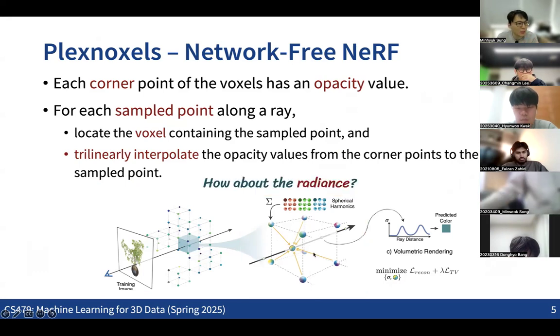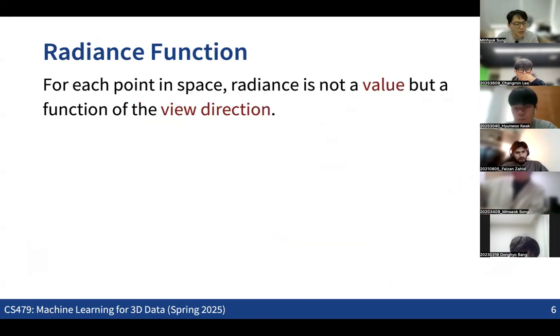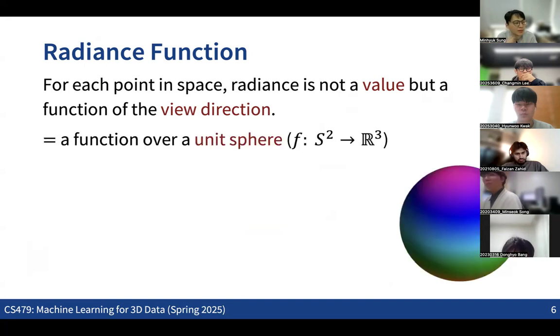But one remaining question might be: how about the radiance? Actually, radiance is not a scalar value for each point. Even when you fix the point in this 3D space, radiance is a function with respect to the view direction, right? And a function with respect to the view direction is the same as a function over the sphere, because the view direction can be treated as one of the points over the unit sphere. So it's a matter of how we store the function over the unit sphere for each corner point of the cell.